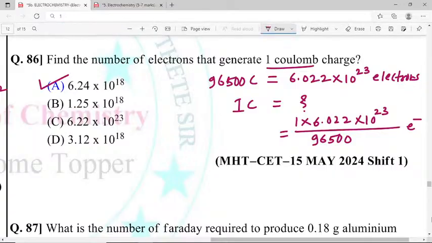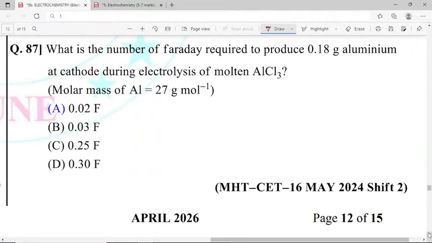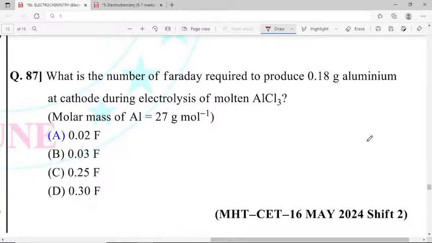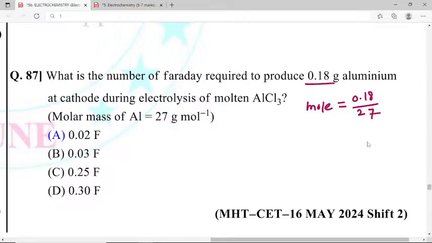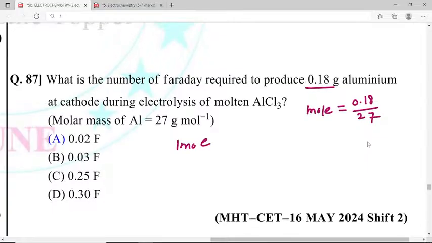Very important question, mark it, question number 86. What is the number of faradays required to produce 0.18 gram aluminium? So first convert into the mole. So mole is equal to 0.18 divided by 27. And then 1 mole aluminium requires 3 faradays. So how much will this one require? So 0.02.